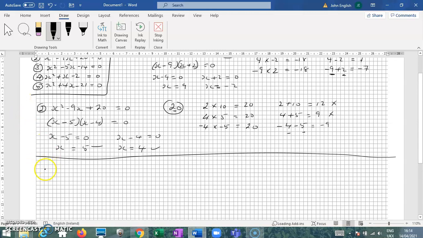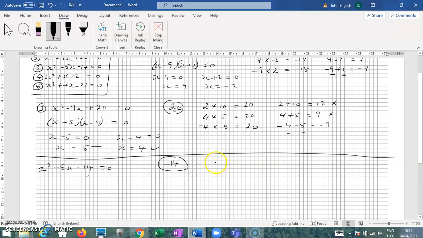Number 3 is x squared minus 5x minus 14 equal to 0. Okay, so again, we look at the number at the end. In this case, it's minus 14. And we're looking for factors of minus 14 that when multiplied together we get minus 14, but when added together we get minus 5.